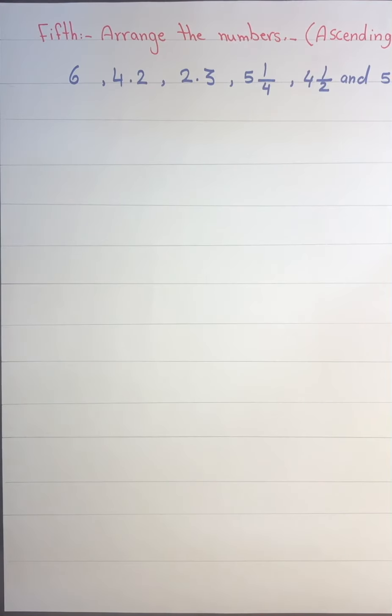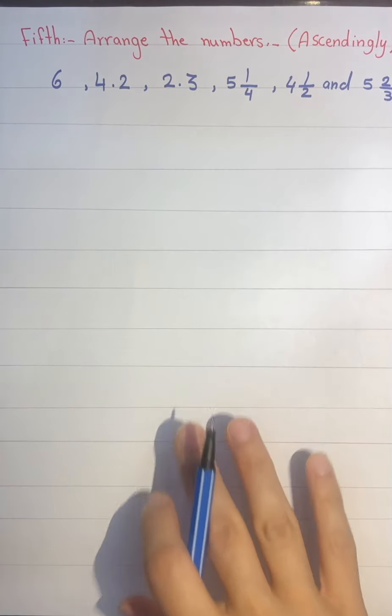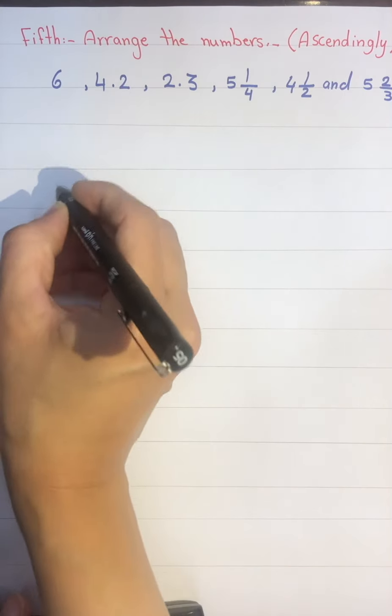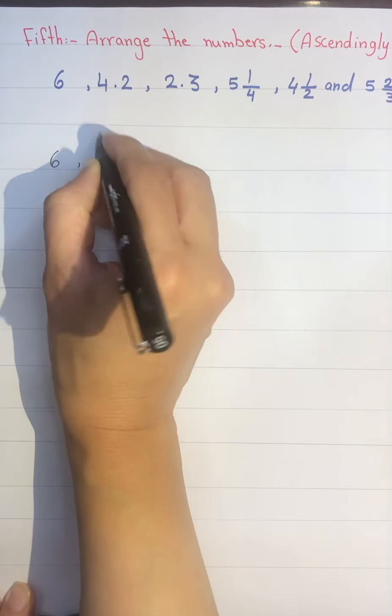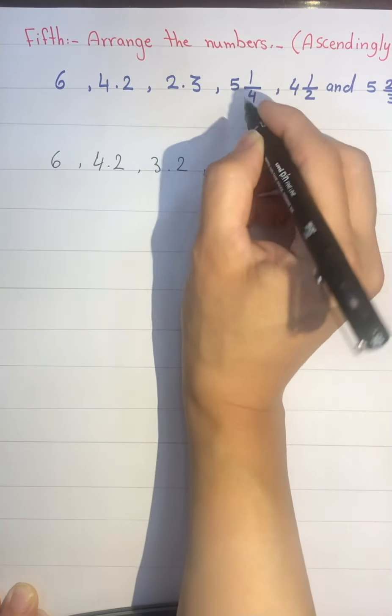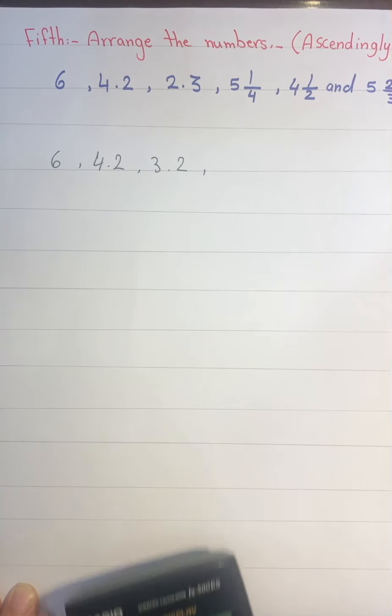After that, arrange. Look at the arrange from Form 5. Arrange, we do it with many steps. The first step, change all into decimal. This is the first one, whole number. Keep it as it is. The second number, decimal. The third number, decimal. 6 will be 6 as it is. We'll write this again. 4.2 as it is. 3.2 as it is.